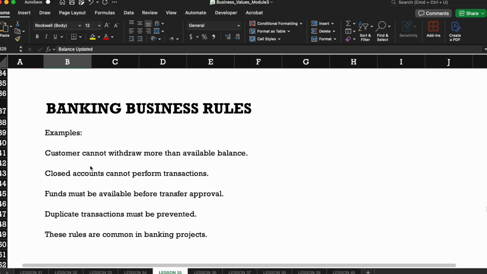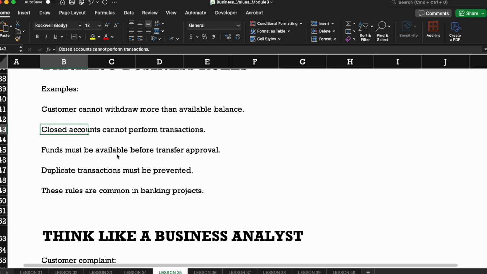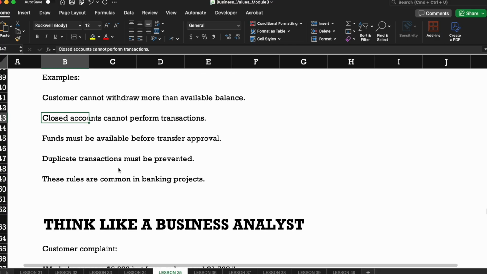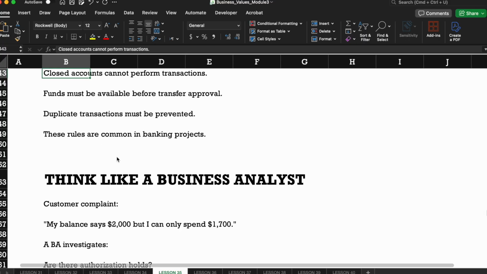Banking business rules. Example: a customer cannot withdraw more than the available balance. A closed account cannot perform transactions. Funds must be available before transfer approval. Duplicate transactions must be prevented. These rules are common in banking projects.